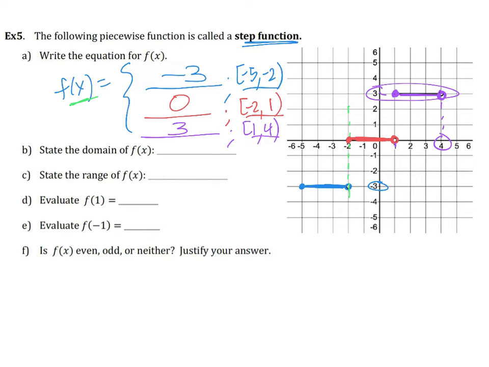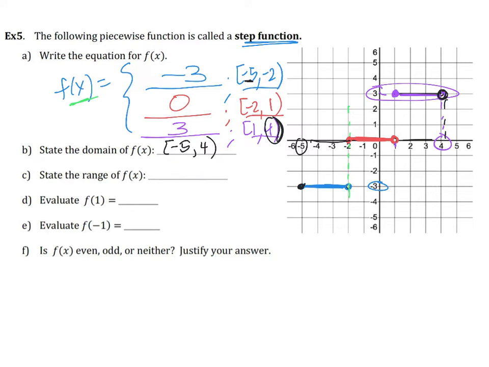So then the next question says, state the domain of this function. Well, hopefully you're saying to yourself, the domain starts at -5 and ends at 4, but it's inclusive of the -5 and exclusive of the 4. We end with an open circle, we begin with a closed circle.